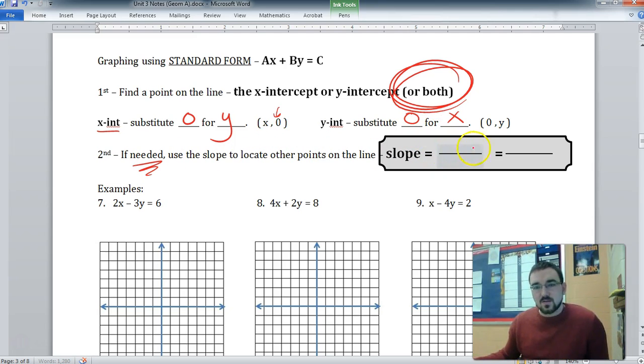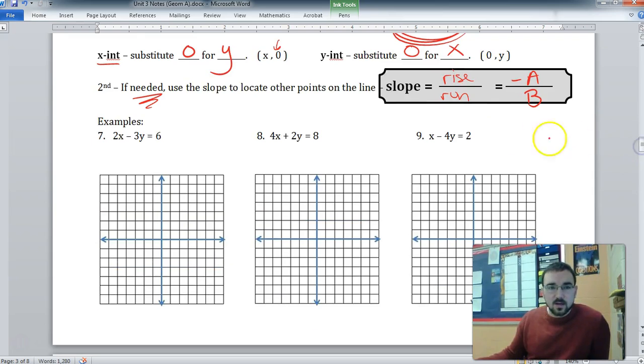So slope is, again, rise over run. Or in this case, I'm going to show you it is opposite A over B. So if we look at our formula, A is the first coefficient beside x, B is the second coefficient next to y. So here's an example. Let me scroll down a little bit here so we can see the whole thing.